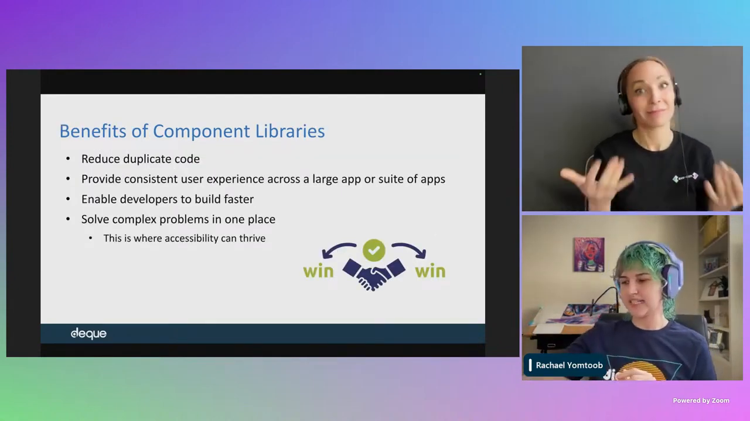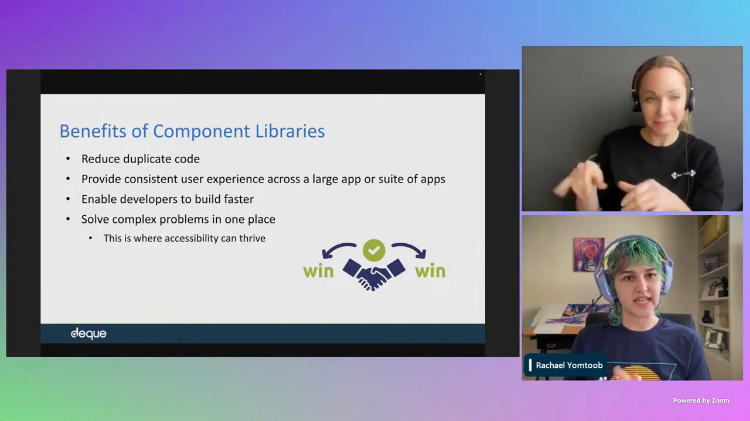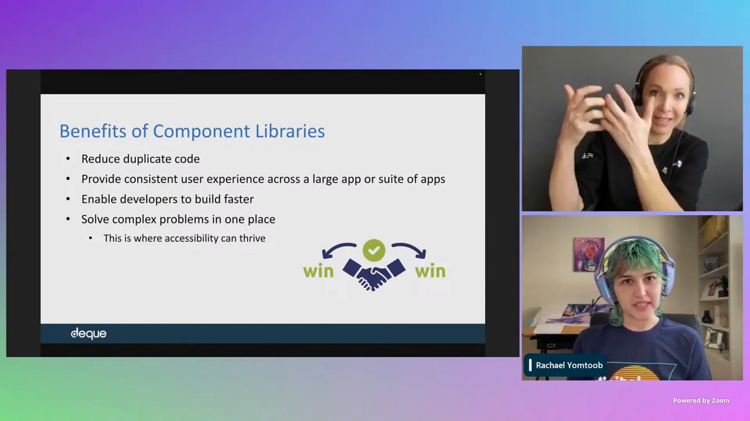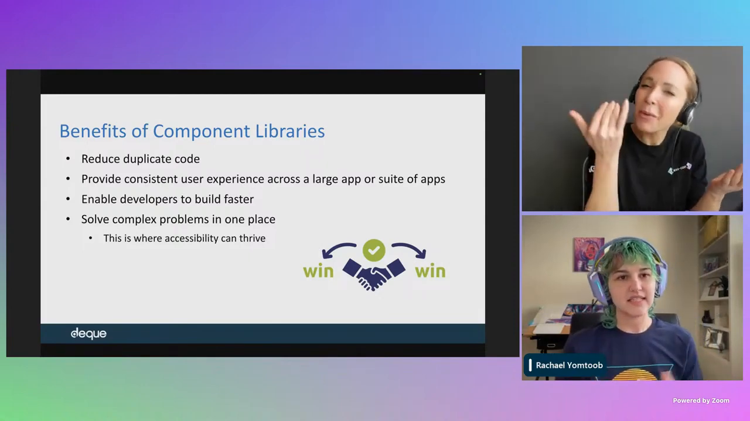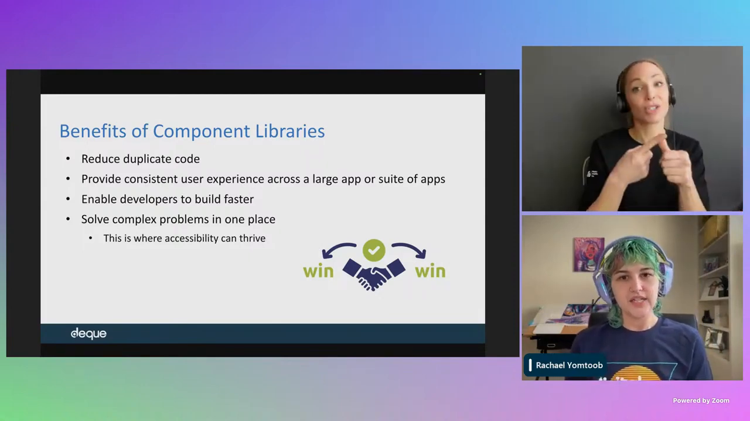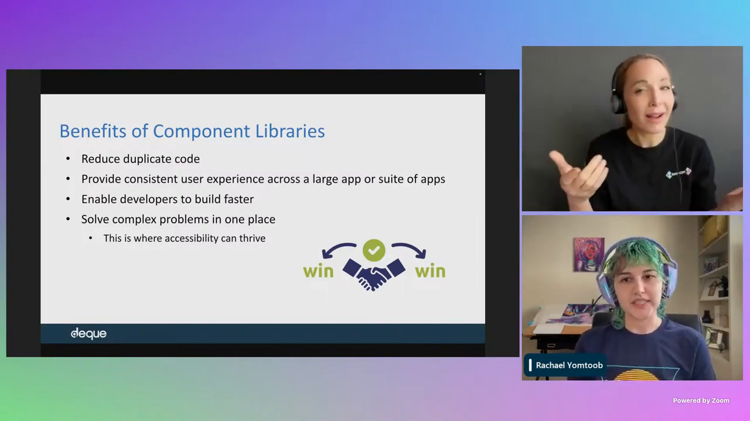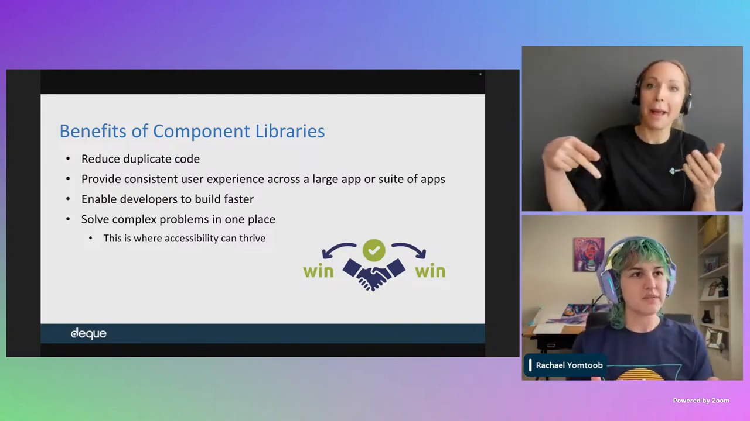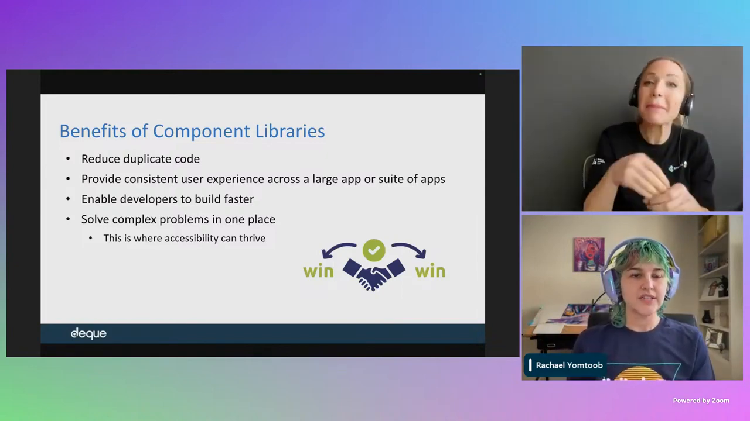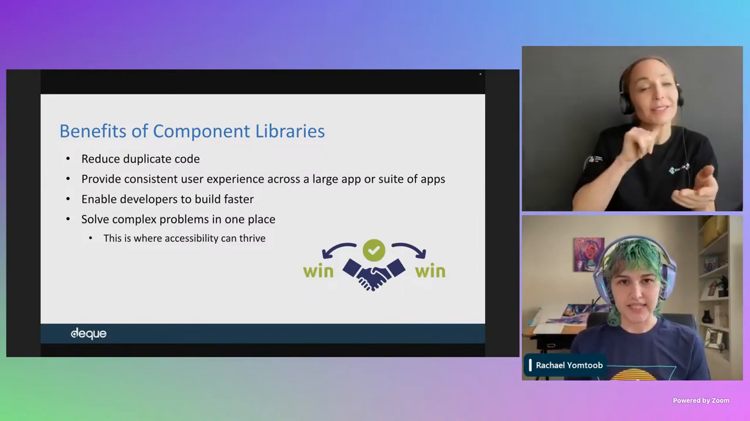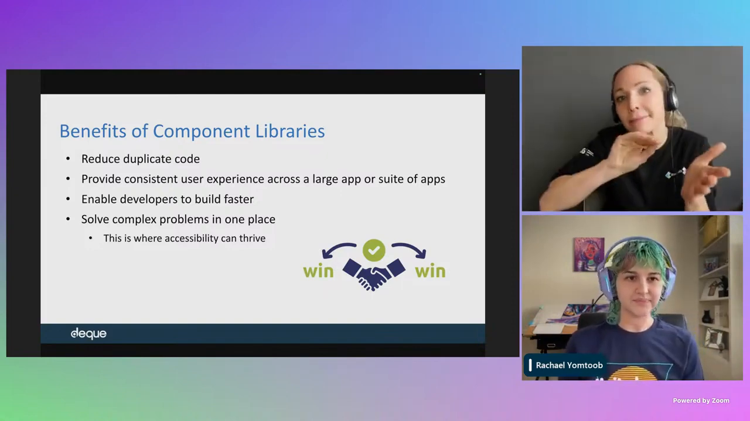So now that we understand the difference between a design system and a component library and how the two fit together, let's talk about the benefits of component libraries and why we want to use them. The first and probably easiest to think of is that it's going to reduce duplicate code. Anytime you have a large application, or multiple applications in a suite together, if you're going to be using the same component in multiple places and you don't have a shared component library, you're going to be duplicating that code in multiple places. And obviously less code is less to maintain and easier to manage.